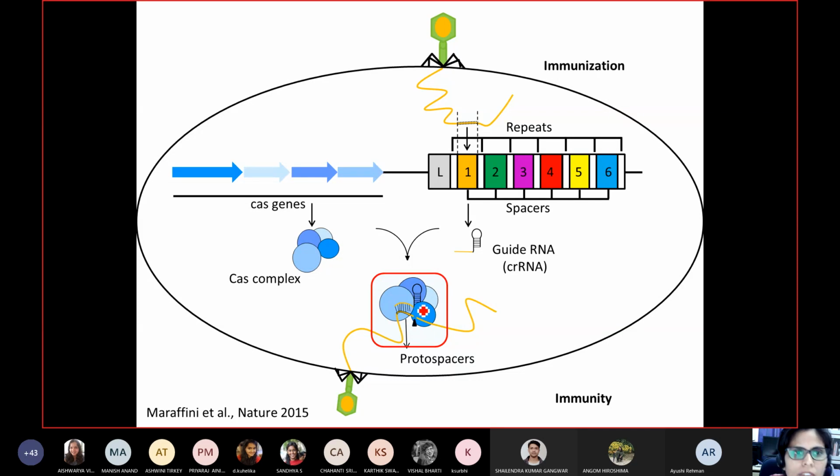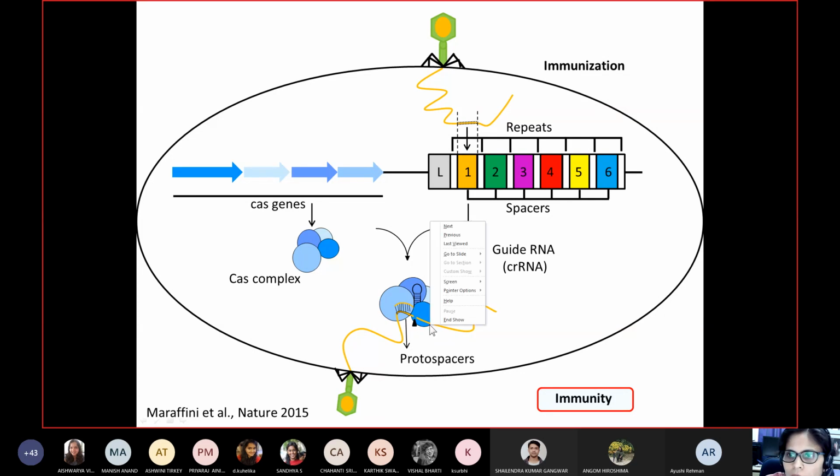So basically what you have is two things. First is referred to as immunization. As you can see here, this is the immunization or adaptation or spacer acquisition. And then what you have is the immunity phase, where upon second infection, the cell is protected by cleaving the DNA via Cas proteins. So basically, what you have now is the RNA-guided Cas protein. RNA is basically guiding a protein to be targeted at a particular sequence.